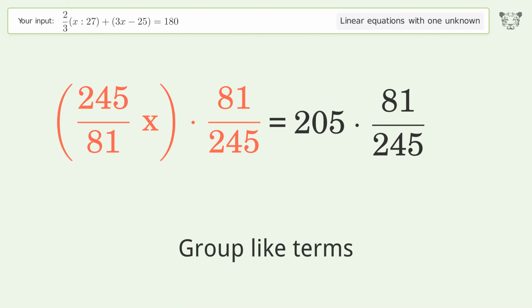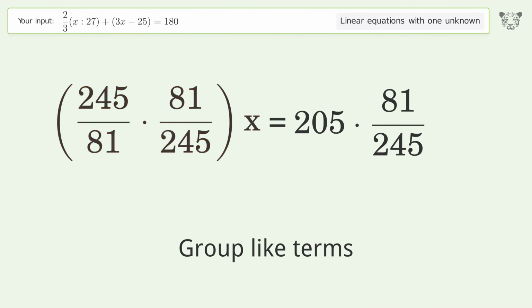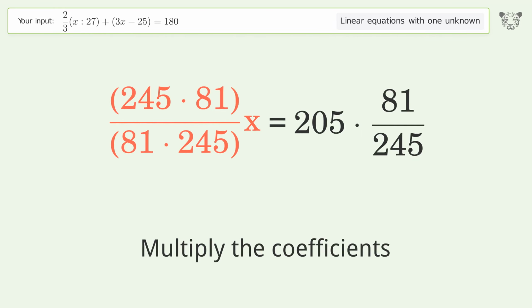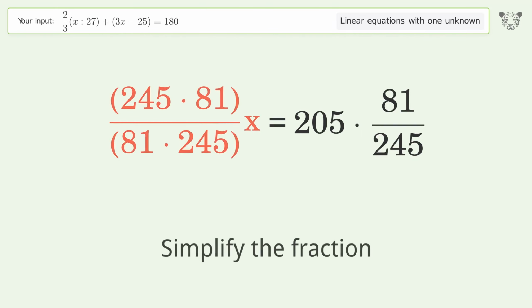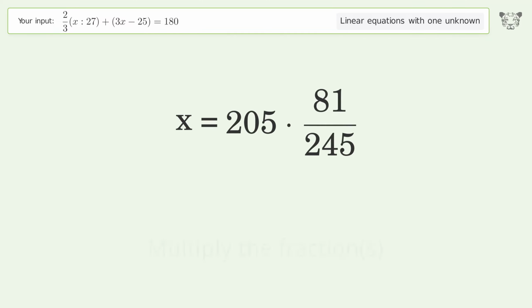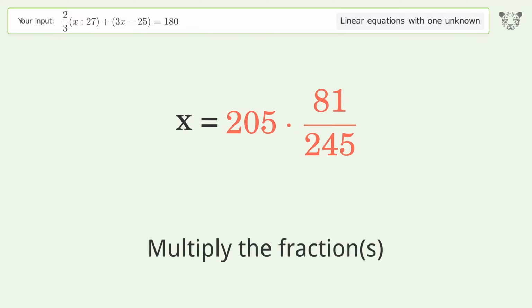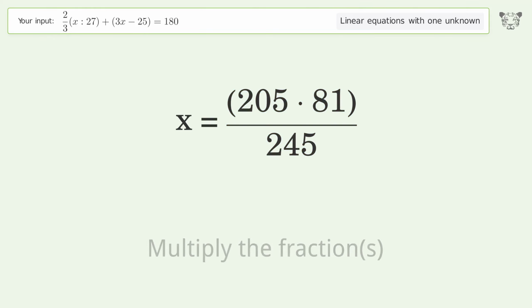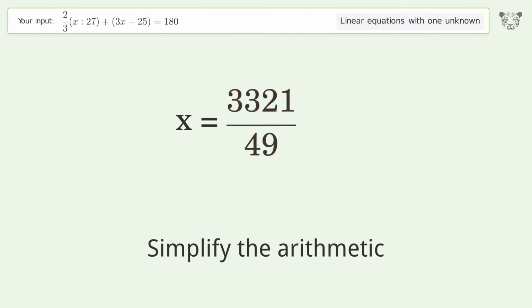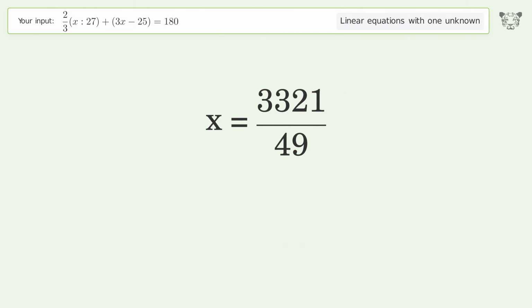Group like terms. Multiply the coefficients. Simplify the fraction. Multiply the fractions. Simplify the arithmetic. And so the final result is x equals 33/21 over 49.